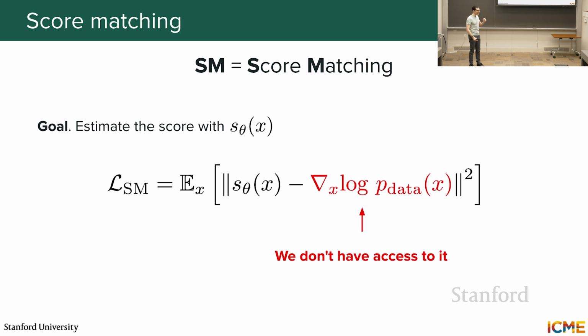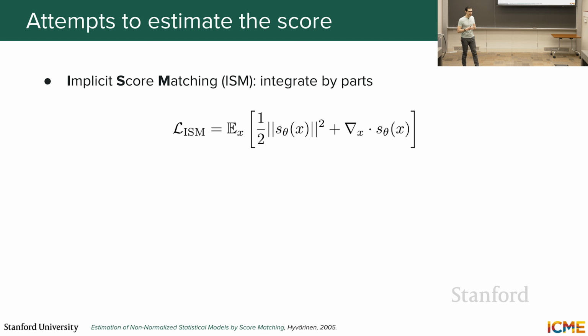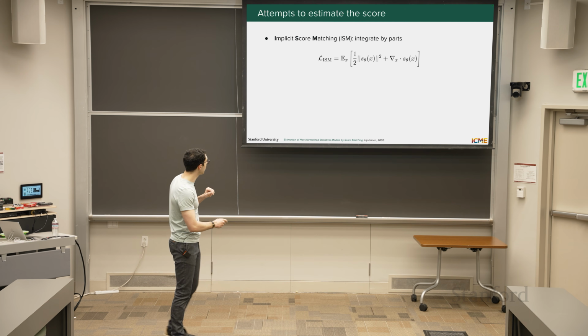So looking at this loss function, there's actually no way for you to estimate S theta of x. That's the reason why there have been a few papers along the years that have tried to estimate this score function without needing to know the true score function. I'm just going to enumerate a few methods that were out there.